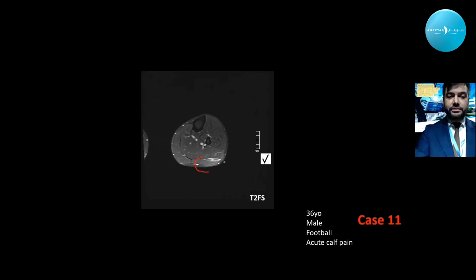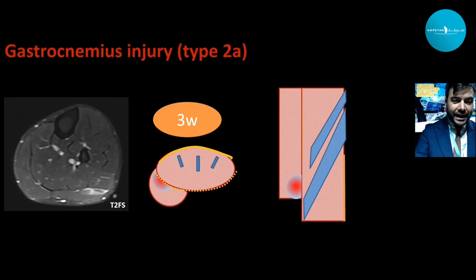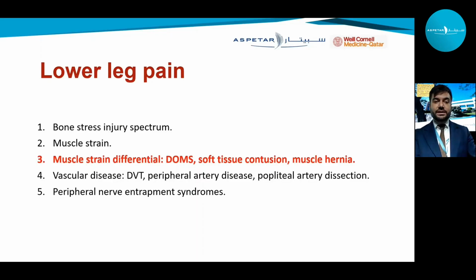And another, different case, we see some muscle edema here in gastrocnemius. Remember, this is gastrocnemius muscle. This is medial, this is lateral. So we see some muscle edema with a little disruption of the gastrocnemius aponeurosis. So we can classify this patient in type 2A, so approximately 3 weeks return to play.